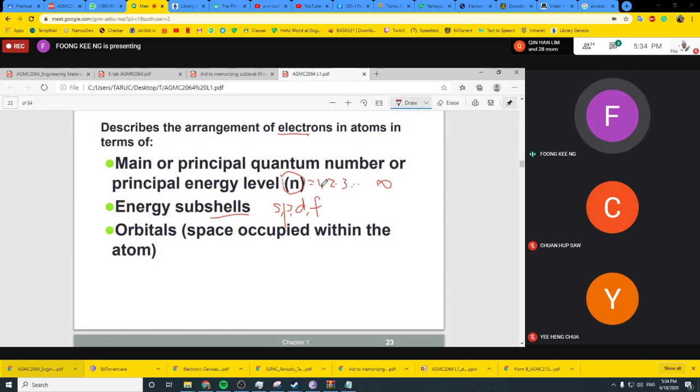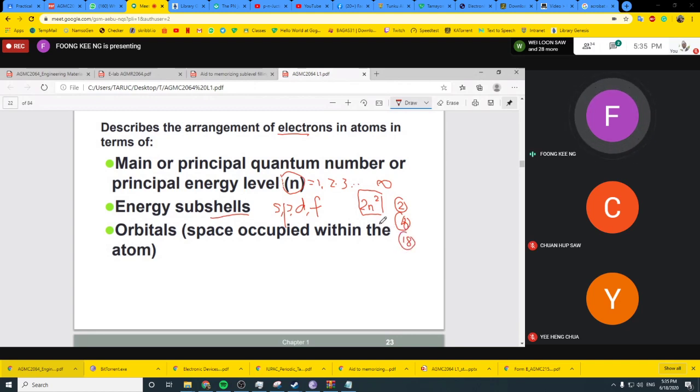But at level 1, the p, d, and f do not come in because it must obey the formula of what? 2n squared. This formula must be obeyed because it tells me how many electrons are able to fill in. When n equals 1, it will take in only 2 electrons. When n equals 2, it can take in only 8 electrons. When n equals 3, it can take in 18 electrons.